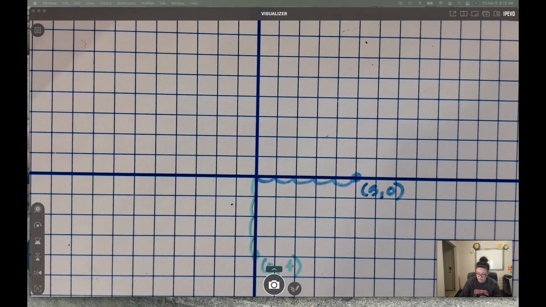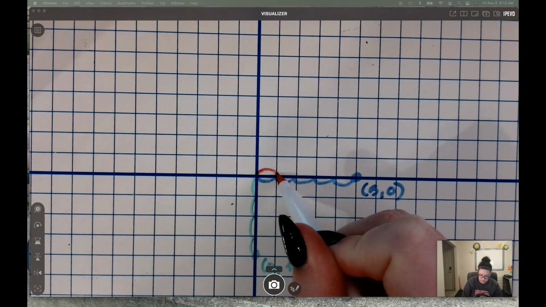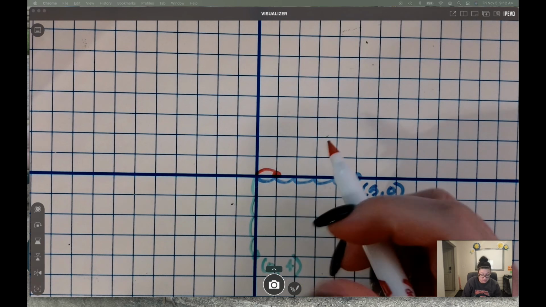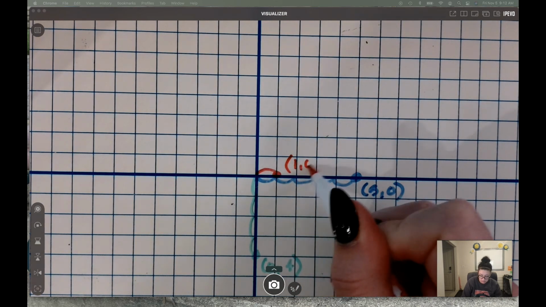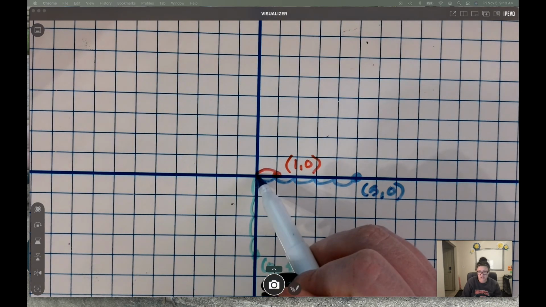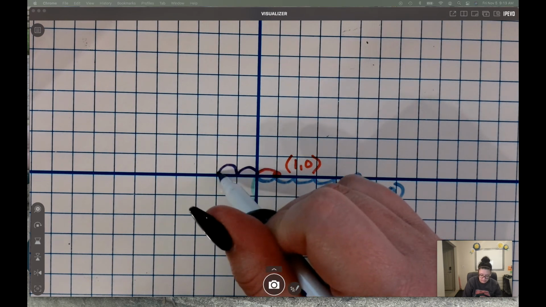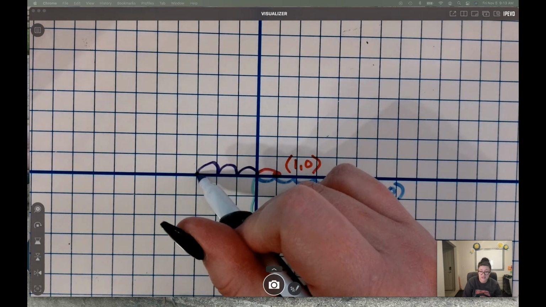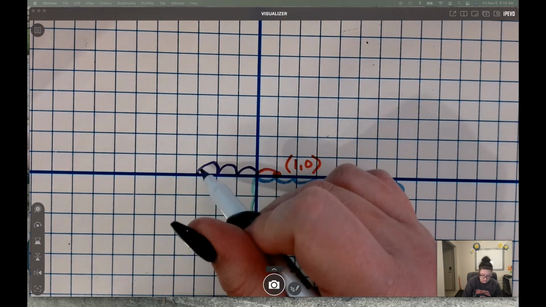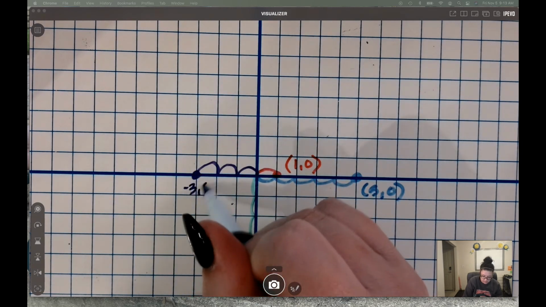Then we have 1, 0. So I go to the right 1 space, and then I don't go up or down. 1, 0. And then the last one was -3, 0. So what direction do I go 3? Left, it's negative. And then 0, I don't go up or down. So this is -3, 0.